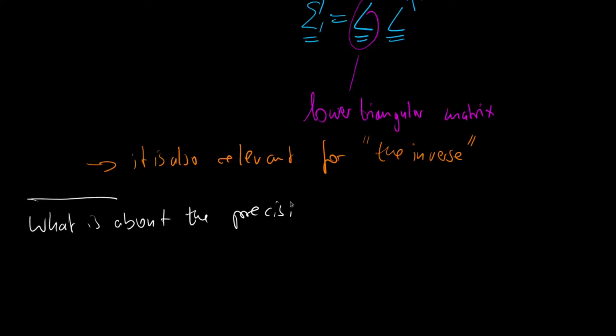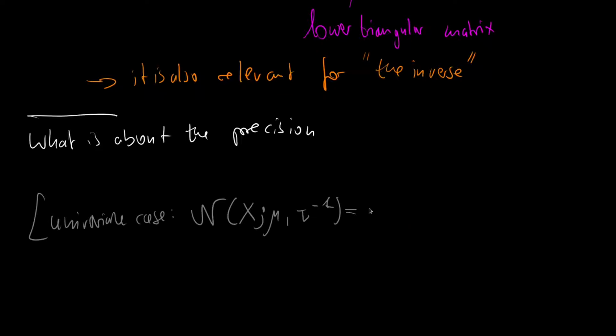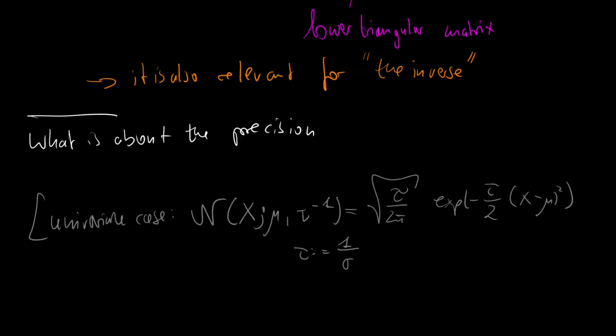In the univariate case, the precision was the inverse of the variance. So recall, in the univariate case, we could also parameterize a normal over x with a mu and a tau. And we write this inverse in order to denote that it's mimicking the variance. Then our functional form is given as the square root of tau over 2 pi times the exponential of minus tau half times (x minus mu) squared. And tau was defined as the inverse of sigma squared.